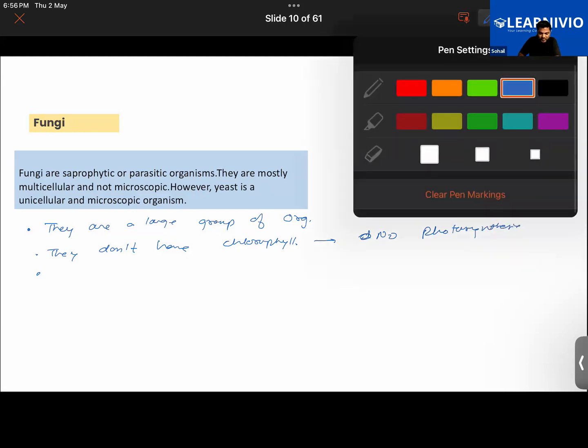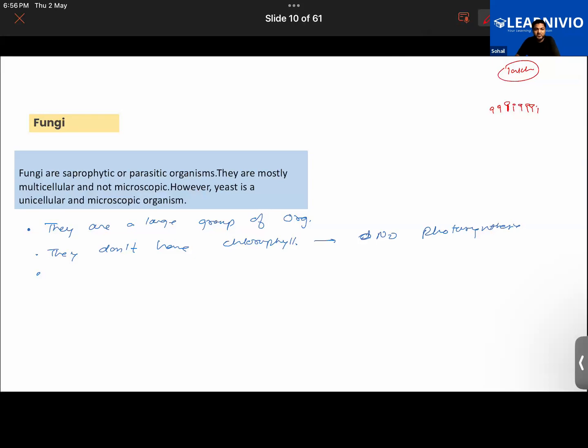So what is the mode of their nutrition? How would they be obtaining nutrition? The mode of nutrition in fungi is either saprophytic or parasitic in nature. What is the saprophytic mode of nutrition? Sundus, please speak a little bit louder. I don't know how to explain it. Okay, no worries. Anyone else?